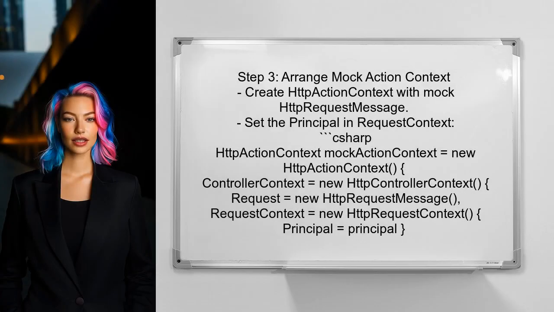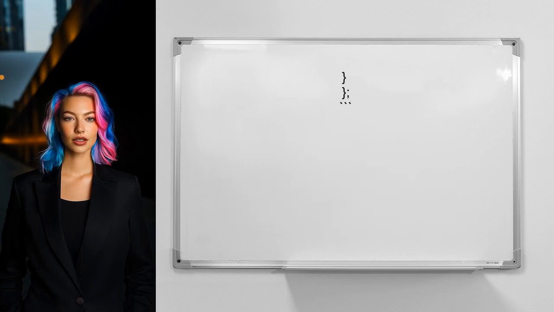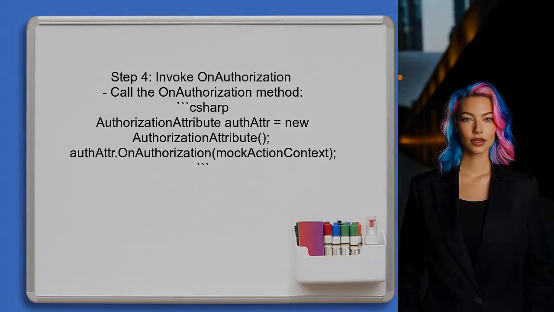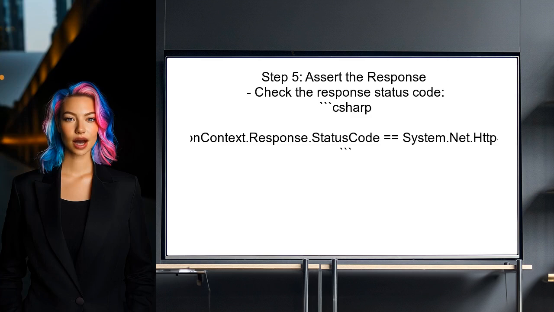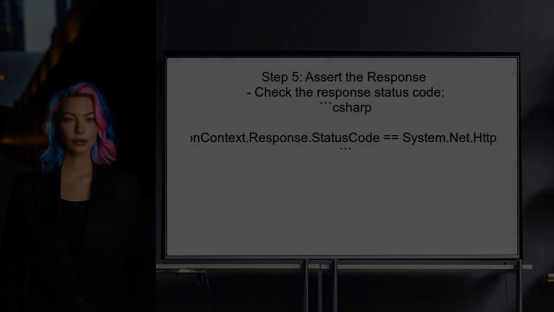In the test method, the user should arrange the mock action context to include the principal and the necessary request configuration. This setup is crucial for accurately testing the authorization logic. After setting up the mock context, the user should invoke the onAuthorization method of the authorization attribute. This will trigger the authorization logic and allow for the assertion of the expected outcome. Finally, the user should assert that the response status code is forbidden, confirming that the authorization logic is functioning as expected when the user is not authorized.